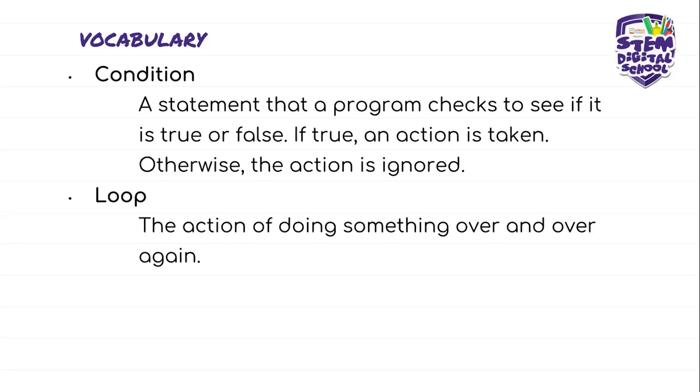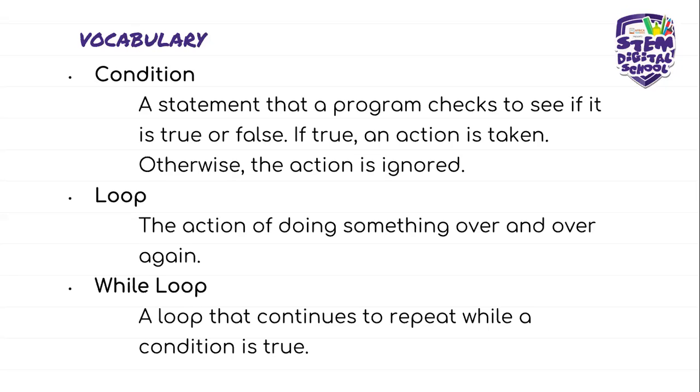Then we have a loop. A loop is the action of doing something over and over again. In our coding process, we can decide how many times we want to repeat that loop, and that is where our normal loops and our while loops are a little bit different. With our normal loop, we assign a certain number, and our while loop will continue to repeat while a condition is true.